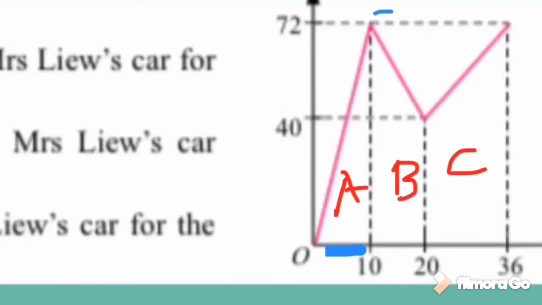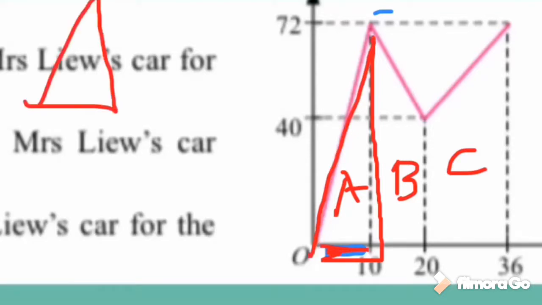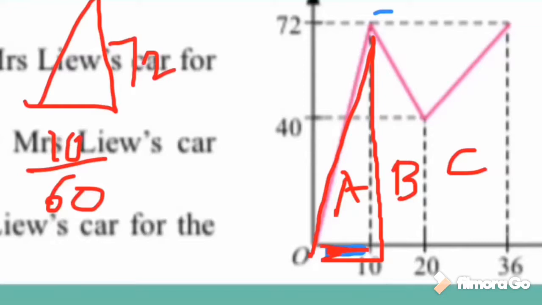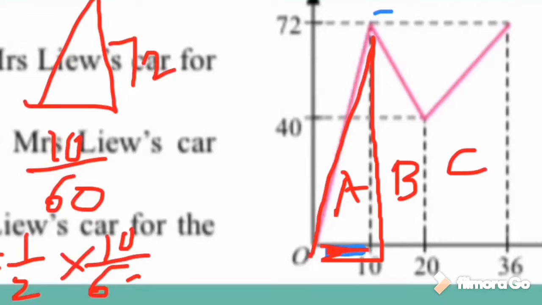So here, okay, your triangle, this is the height, this is the base. So you draw a triangle. Okay, so this is 10 over 60. This one, the height is 72. Okay, so the area A is 1 over 2 times 10 over 60 times 72. If you press your calculator, you get the answer 6. This one is for A.